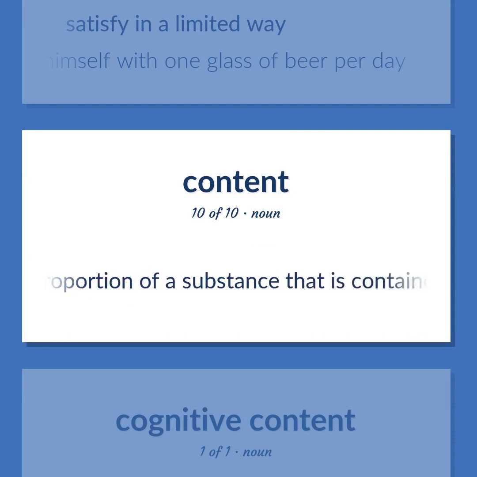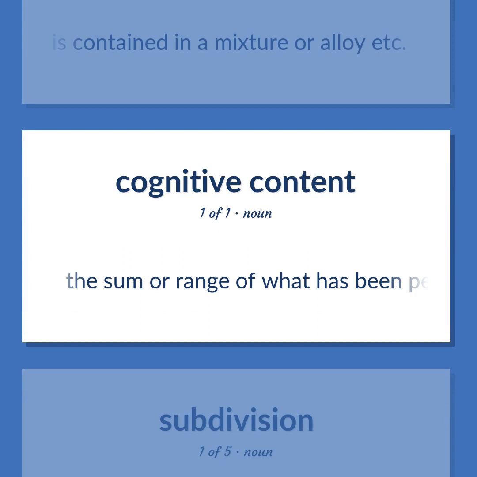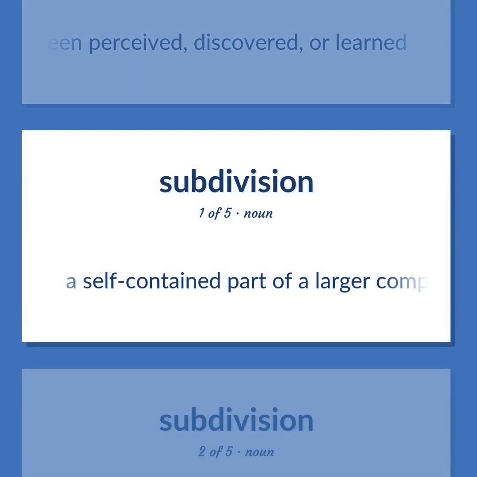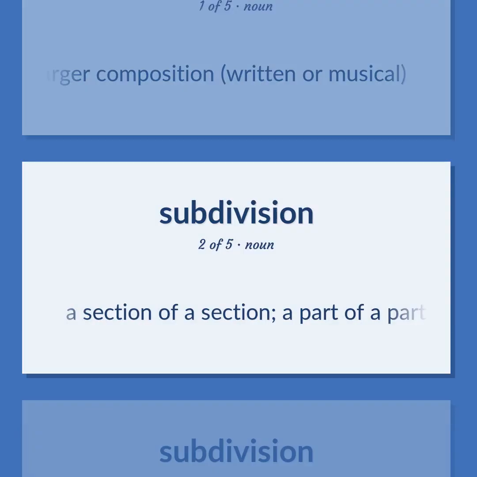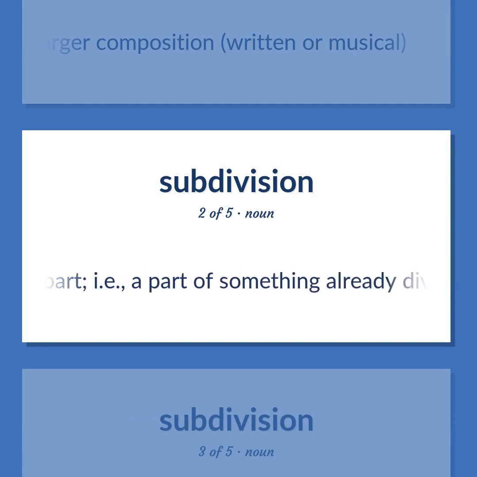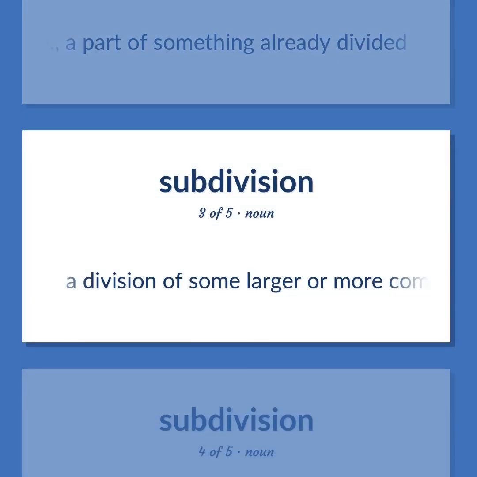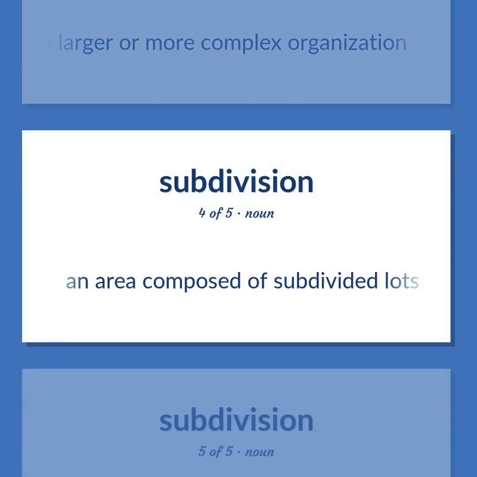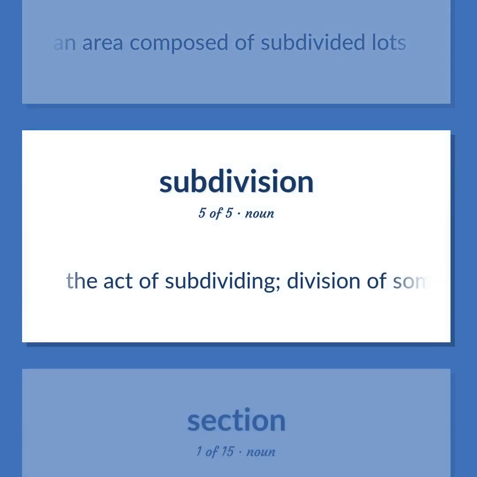The proportion of a substance that is contained in a mixture or alloy, etc. A self-contained part of a larger composition, written or musical. A section of a section. A part of a part, i.e., a part of something already divided. A division of some larger or more complex organization. An area composed of subdivided lots. The act of subdividing. Division of something previously divided.